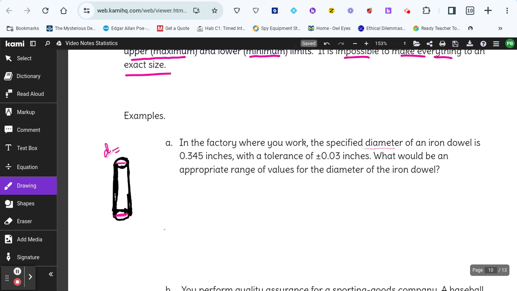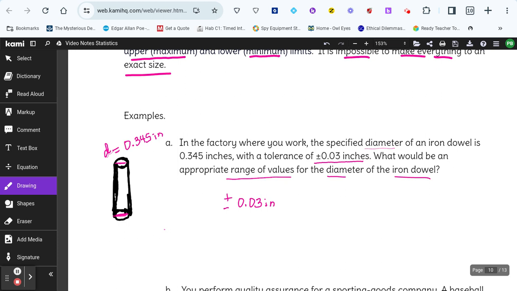is 0.345 inches. So it's that many inches across with a tolerance of plus or minus 3 inches. What would be an appropriate range of values for the diameter of the dowel? Okay, so like how far could it go above or below? So it says plus or minus 3/100 of an inch.